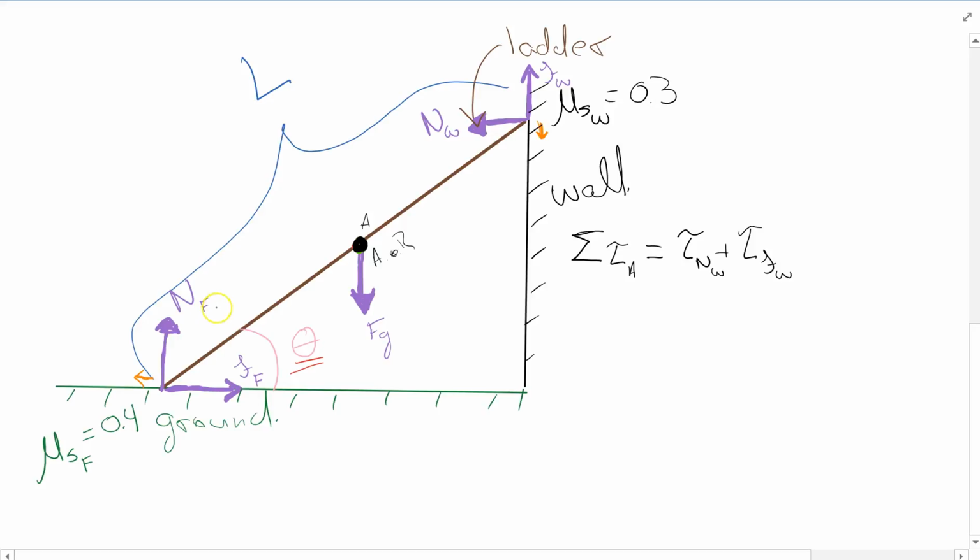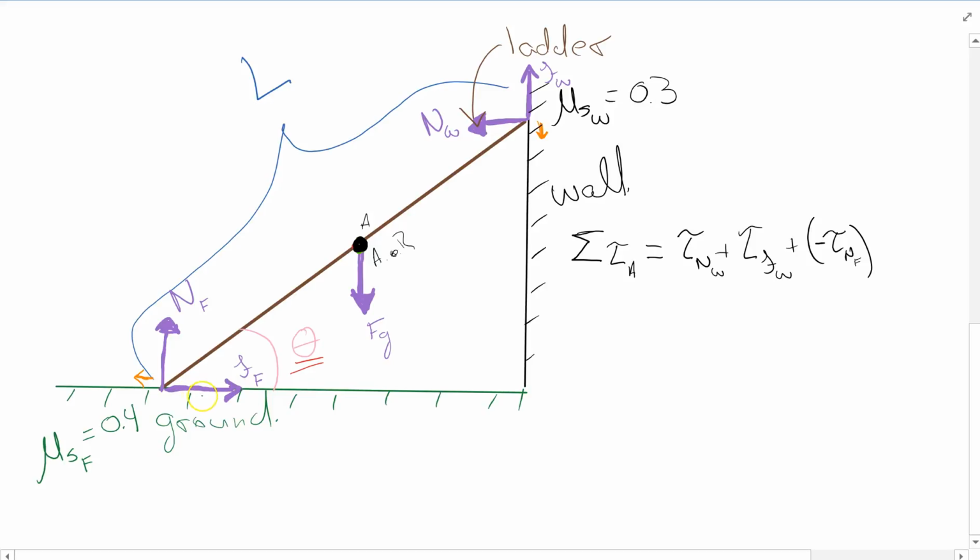Now, the normal force from the floor is going to rotate my system clockwise, so that will be a negative torque from the normal force of the floor. And my friction force from the floor down here will produce a negative torque. It will rotate this system.